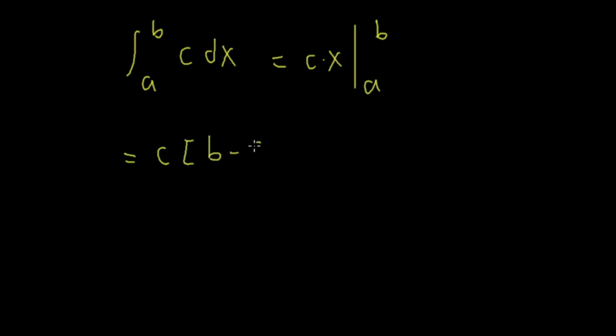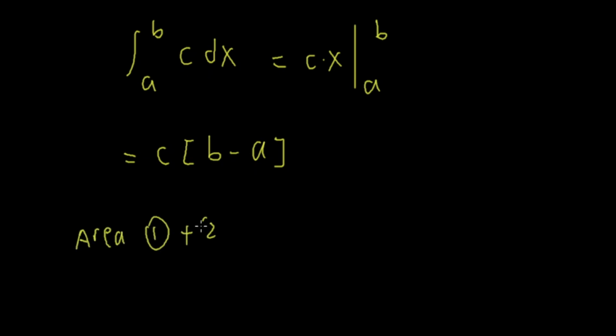Here, the integral from a to b of c dx is just equal to c times x, evaluated from a to b. That will give me c times (b minus a).